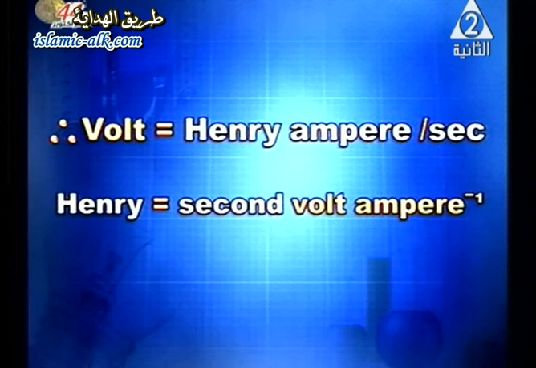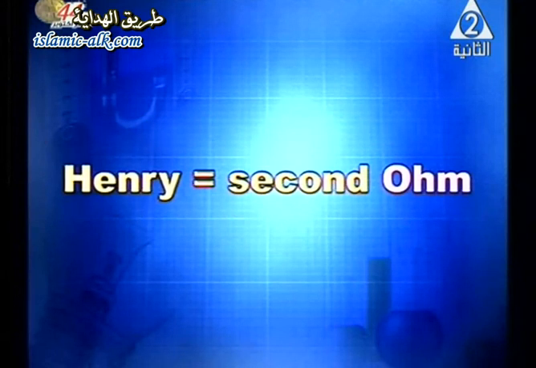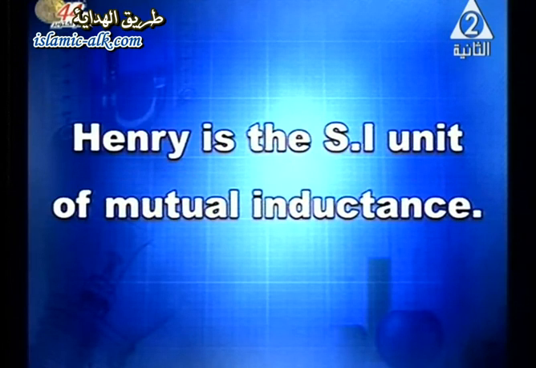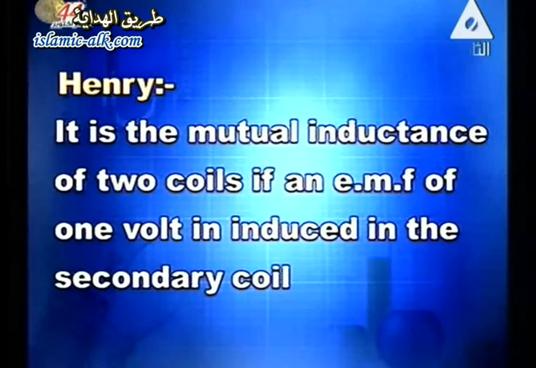Since EMF2 is equal to negative M delta I1 over delta t, we can say volt is equal to Henry ampere over second. This is very important. So Henry is equivalent to second, volt, amperes to the power negative 1. And what about volt, amperes to the power negative 1? It is ohm. So Henry is equivalent to second times ohm, or ohm second. Henry is the SI unit of mutual inductance.